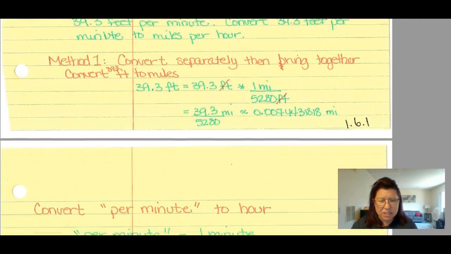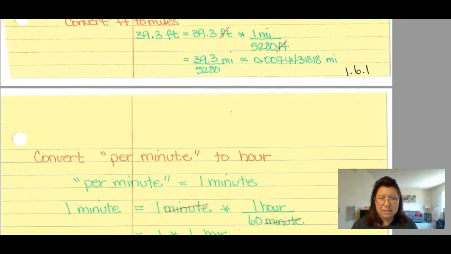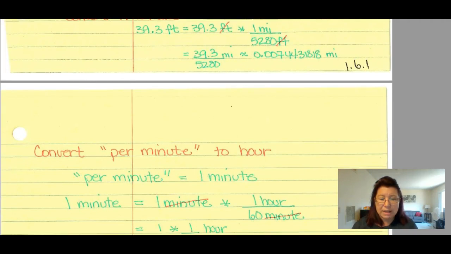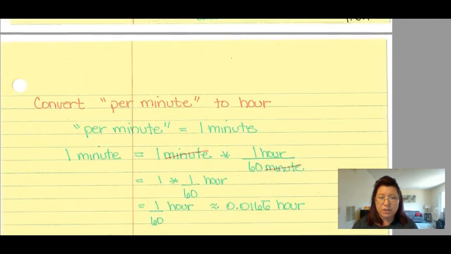But I still have to deal with the time. It's per minute, so it's per 1 minute. So I need to convert minutes over to how many hours that would be. So 1 minute times, well, there are 60 minutes in an hour. I want to change it to hours, so hour better be on top. Minute will cancel out, and I'm left with 1/60th of an hour, or 0.016666 bar, okay? Six repeats.